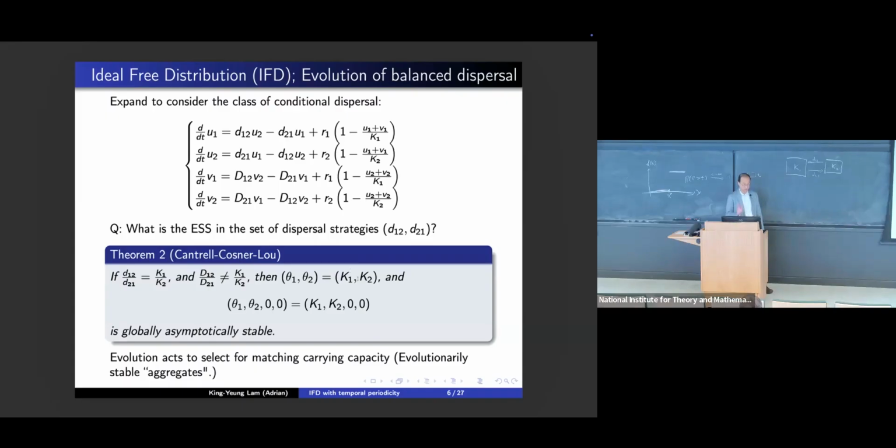This is different from symmetric dispersal. If the other species is not balanced dispersal, then it does not invade. Or you can switch the roles of u and v, which means balanced dispersal invades unbalanced dispersal. All right, so this indicates selection acts to select for a class of diffusion strategy that is called balanced dispersal.